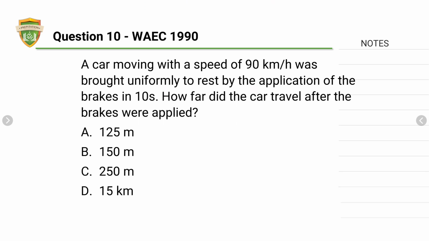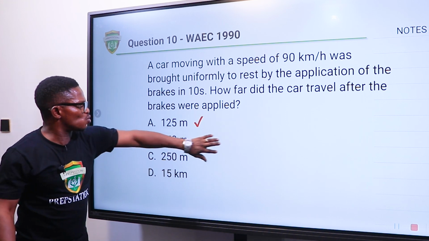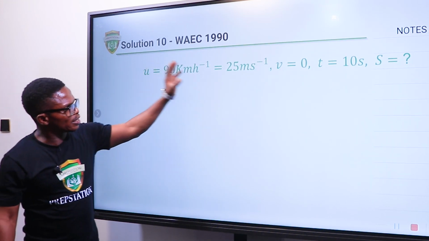Okay, then lastly, a car moving with a speed of 90 kilometers per hour was brought uniformly to rest by the application of brakes in 10 seconds. How far did the car travel after the brakes were applied? Okay, so what do you do? The answer is 125 meters. So what do we do? List out the parameters.